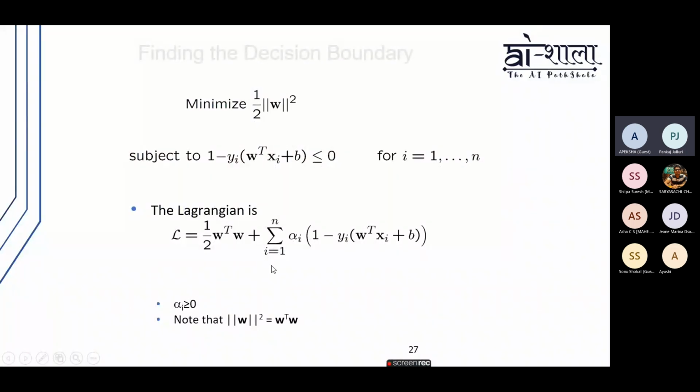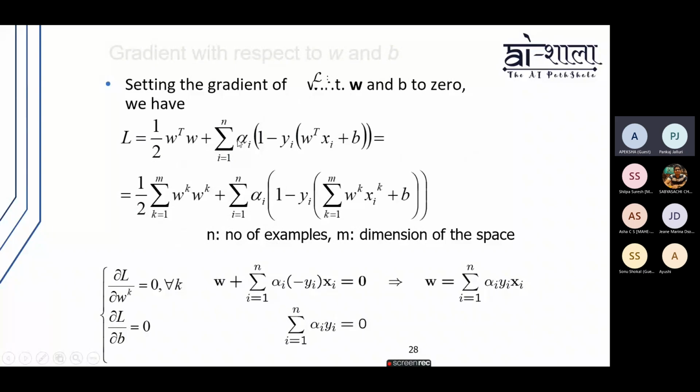And how we are going to solve this is we apply the Lagrangian to the function, and after applying the Lagrangian and derivating with respect to all the W's and B's and putting it to 0, when we solve it, this is the final equation that we get.